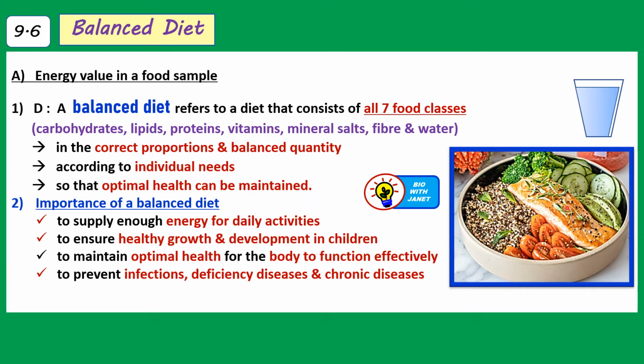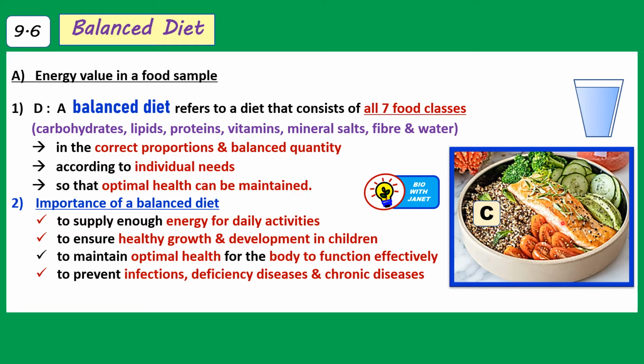Now, can you identify the 7 classes of food here that are provided by all these types of food here? For example, this portion here can represent rice or other grains, right? So this is which class of food? Yes, they belong to the class of food called carbohydrates. Okay, C for carbohydrates.